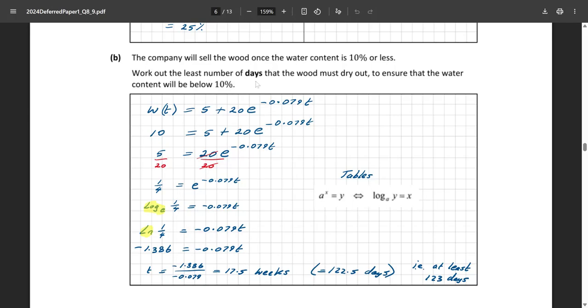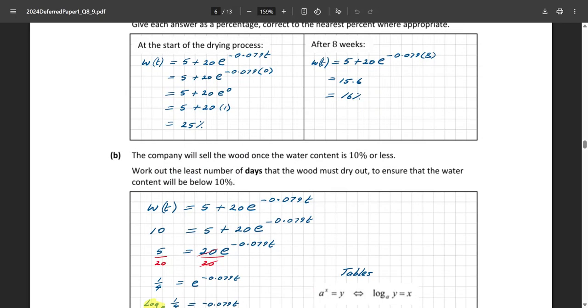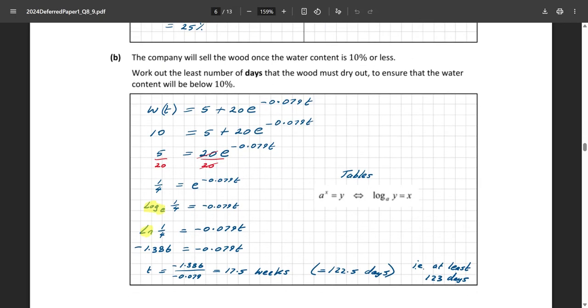Now the examiner has given you a hint here. Be careful again. Watch out for all these words in bold. They're very important in an exam. The examiner does that to help you. So we're talking about days here. The trouble is t was in weeks. If you go back to the start of the question, t was in weeks, but he now wants the answer in days. So you must multiply by 7 to get the answer in days.